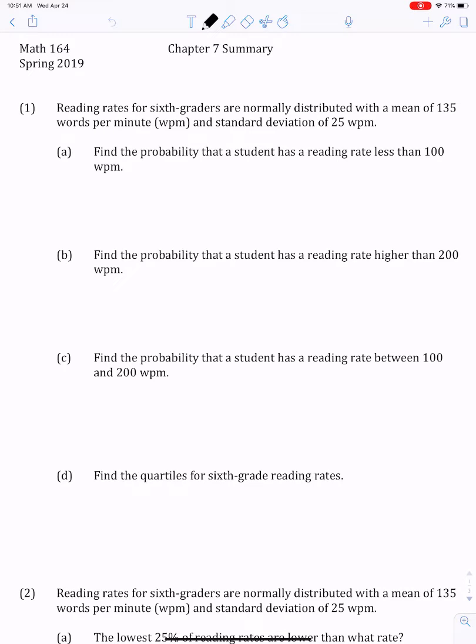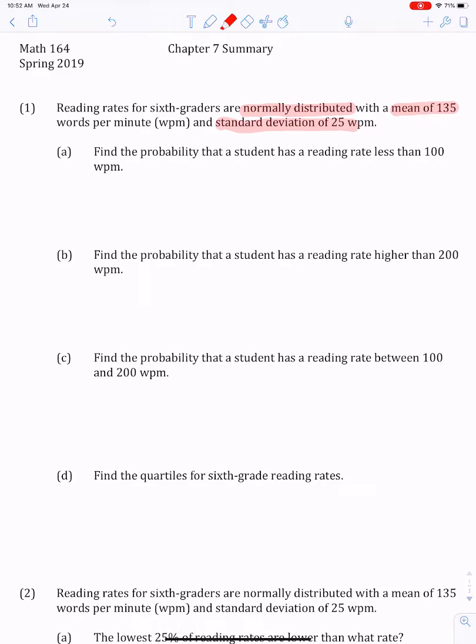Hi everyone, I wanted to go over a little bit of the normal probability distribution. The normal distribution is the bell-shaped curve, and in a lot of problems it will say something is normally distributed. So in this problem we can see the words normally distributed right there, which tells you that it's a bell-shaped curve. This problem has to do with reading rates for sixth graders, normally distributed, bell-shaped, with a mean of 135, so that's right down the middle, and a standard deviation of 25 words per minute.